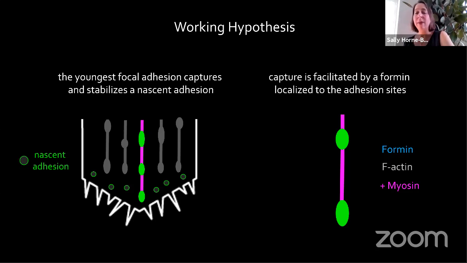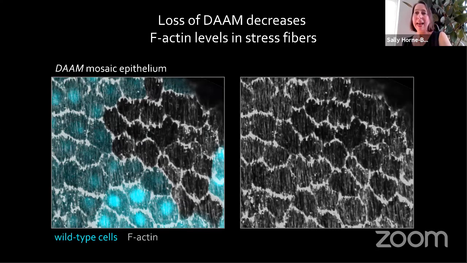As I said, at this point, this is pure speculation, but we have started to test this idea by looking for a formin that's required for the formation of the stress fibers in this tissue. So far, we have found that the formin Dam seems to be at least part of this process. What I'm showing you here is a mosaic epithelium where we have wild type cells in blue on the left and Dam mutant cells on the right. And you can see that the F-actin within these stress fibers is strongly reduced compared to the wild type cells.